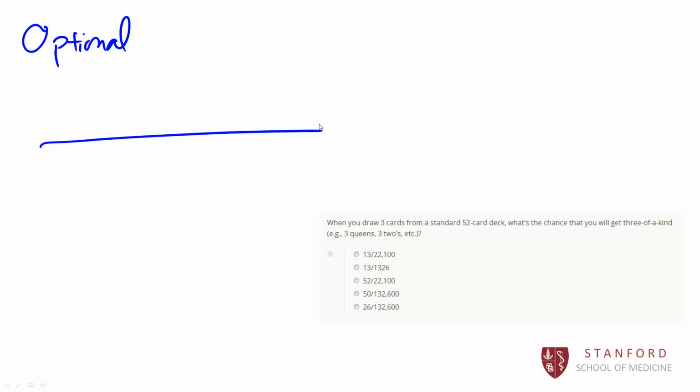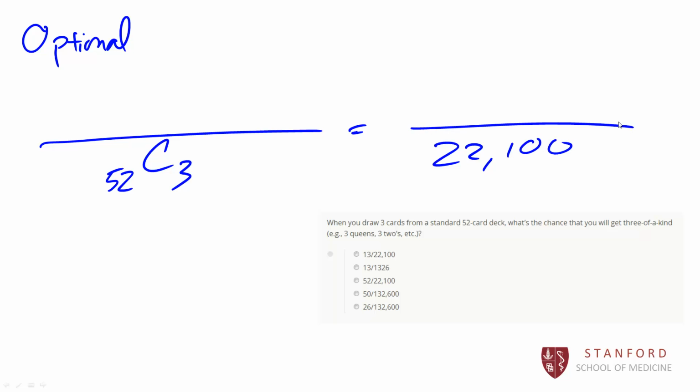Okay, so in the numerator rather, I want to have the different number of 3 of a kind hands. Okay, so all the winning hands of getting 3 of a kind. And in the denominator, I want the total possibility of 3 card combinations. So the denominator is going to be 52 choose 3. That's saying I choose 3 cards from a 52 card deck, and that's going to be all the possible 3 card combinations. Okay, and so that's going to equal 22,100.